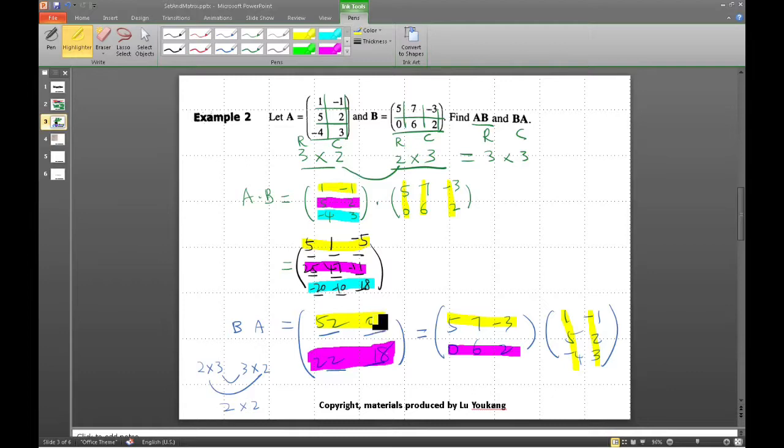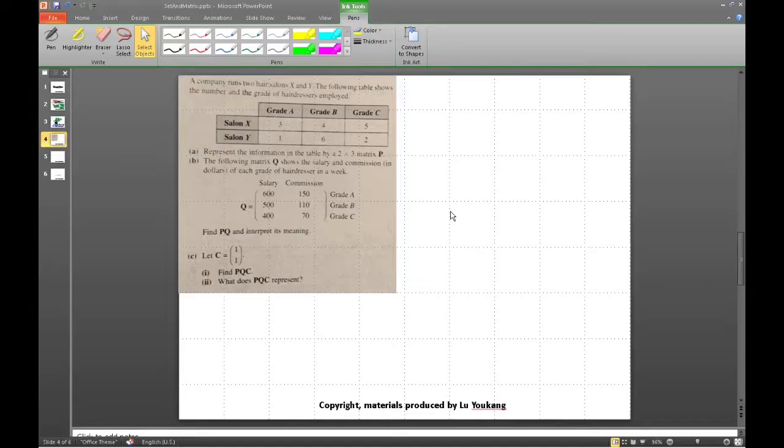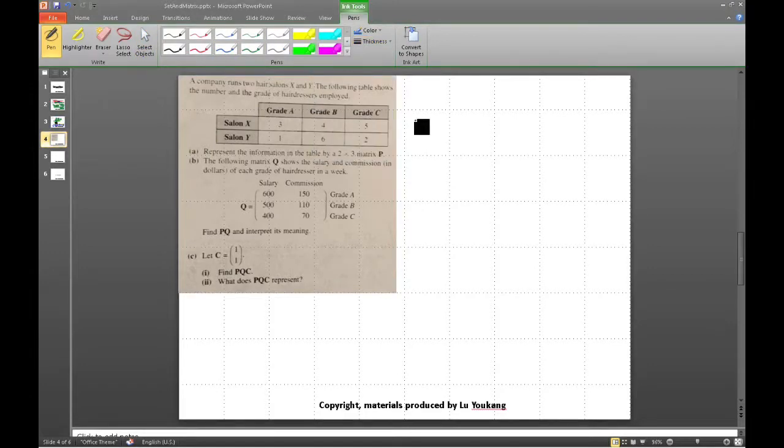Okay, so try it out on your own, and it should not be too difficult. But the important thing is you have to be really careful. Now we have a real life example of matrix multiplication.